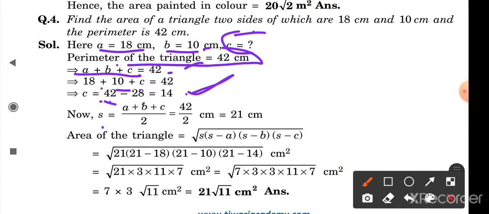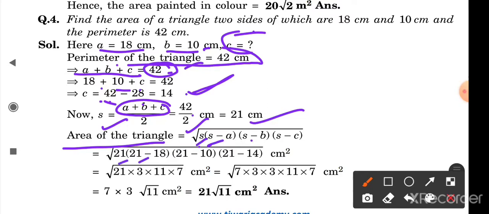Now you have to find out the semi-perimeter. The sum of these three sides, you can see that it is given already, 42 upon 2. It is coming 21. Now the area of the triangle is equal to under root s into s minus a, s minus b, s minus c. In place of s, everywhere you will put the value 21 centimeter. 21 minus 18, 21 minus 10, 21 minus 14. Then you will subtract it.